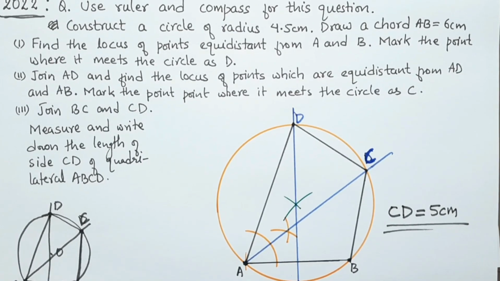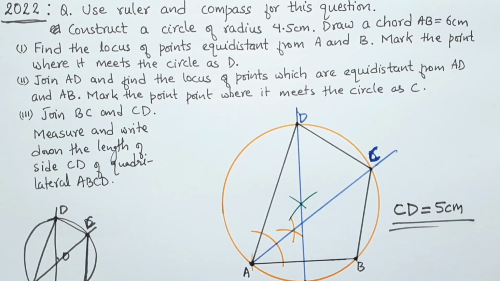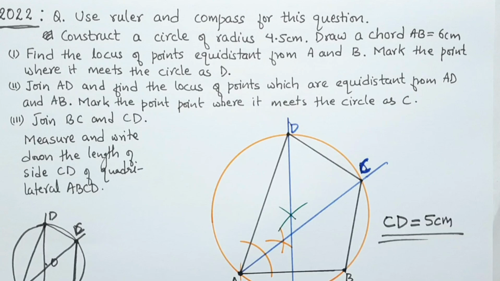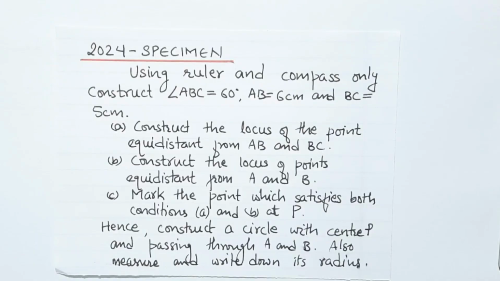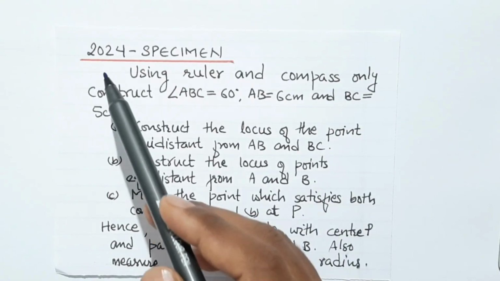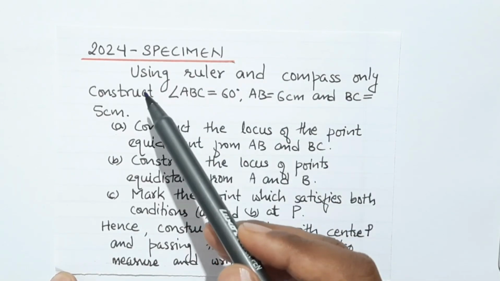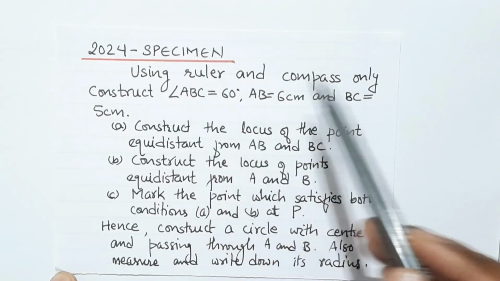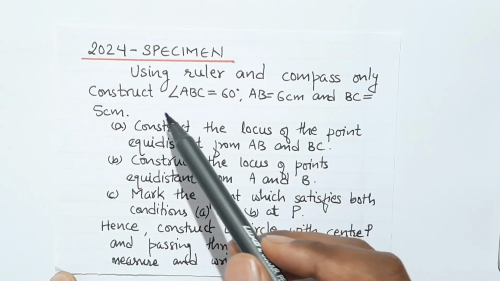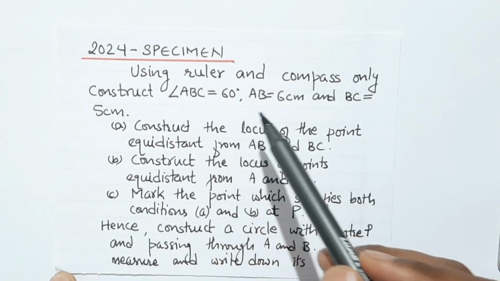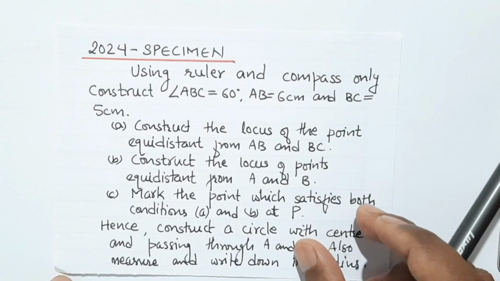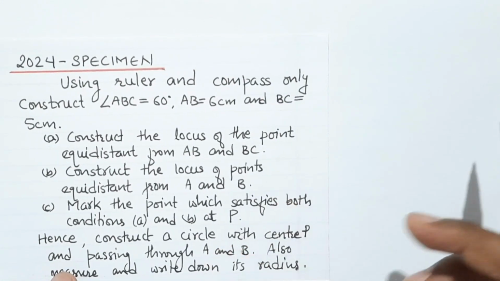So this is the question from the 2022 paper. Now the last question, from the 2024 specimen copy. The first instruction is always the same: use only ruler and compass. Now construct angle ABC of 60 degrees, AB is 6 centimeter and BC is 5 centimeter. This is also similar.